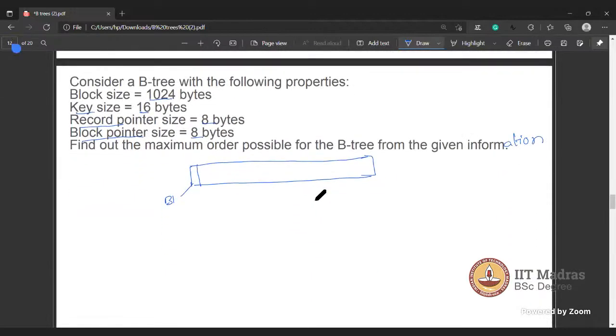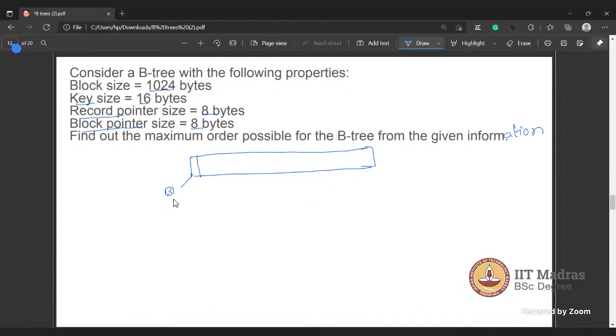Okay. So this is the block pointers, then key, then record pointers, then block pointers or child pointers, then key, then record pointers, then block pointers, then key, record pointers, then block pointers. Right? This is the structure of the B tree. Everyone got it, right?